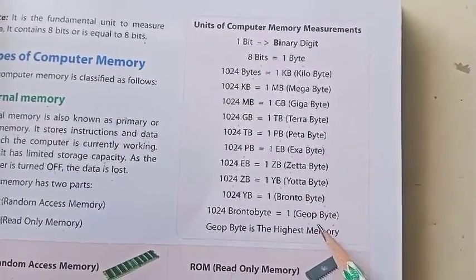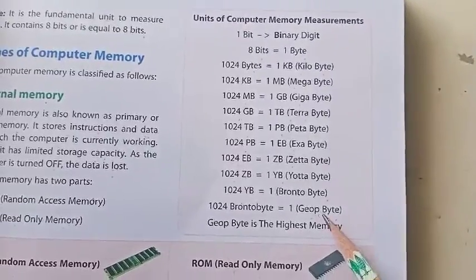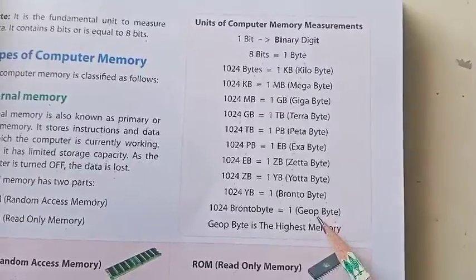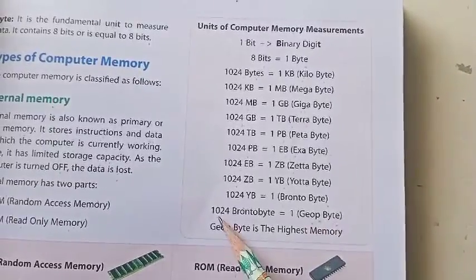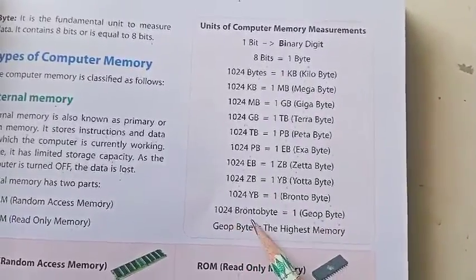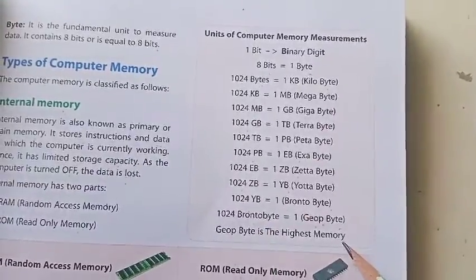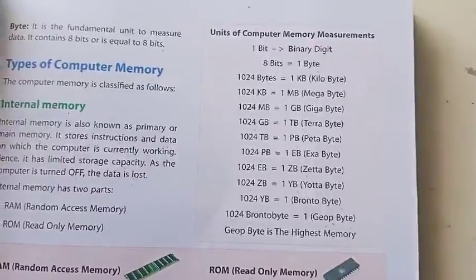and it goes on like this till we reach the highest unit of measurement, that is geobyte. This is the highest memory measurement, and 1 geobyte is made up of 1024 brontobytes. So the smallest is the bit and the highest is the geobyte.